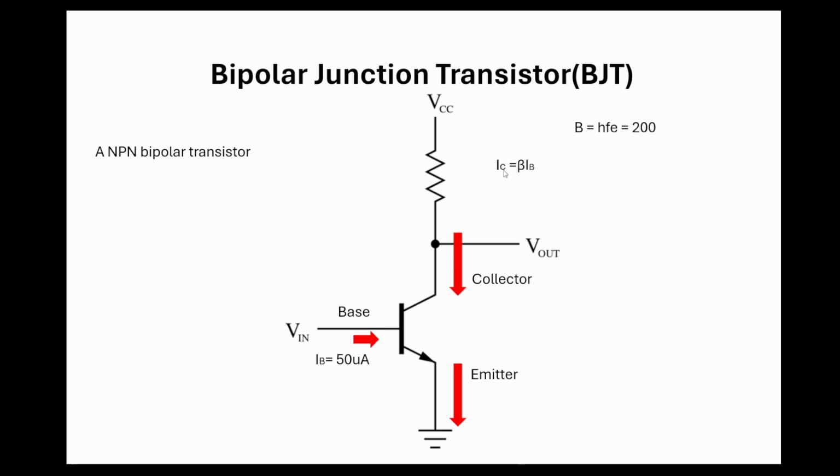In order to find the current to the collector, you need to do a simple multiplication between the beta or hFE and the current to the base, which is 200 multiplied by 50 microamps, and it's equivalent to 10 milliamps or 10,000 microamps. And in order to find the current across the emitter, practically we add the current of the collector and the current of the base, and we can easily find the current across the emitter.